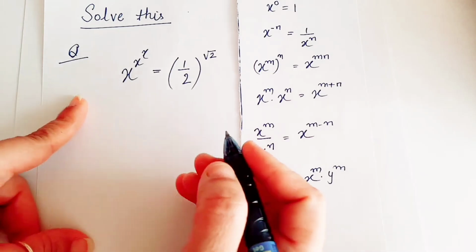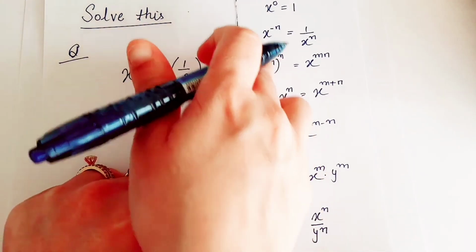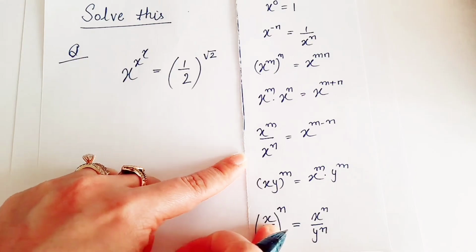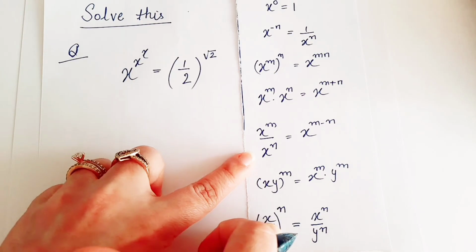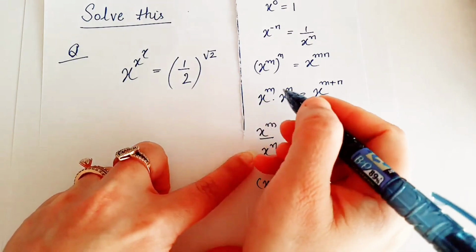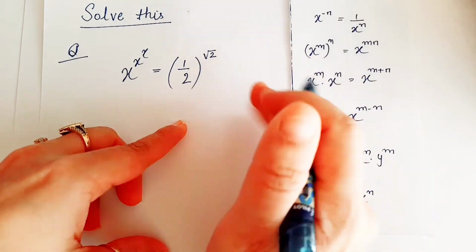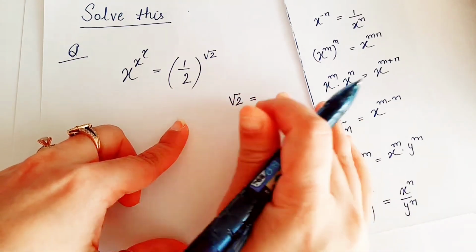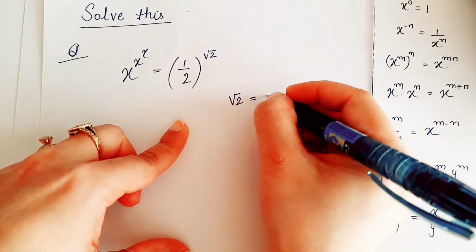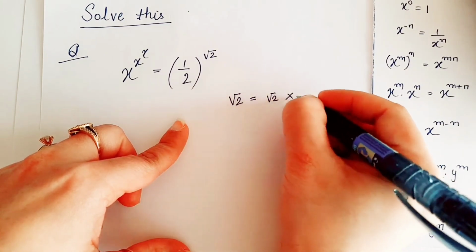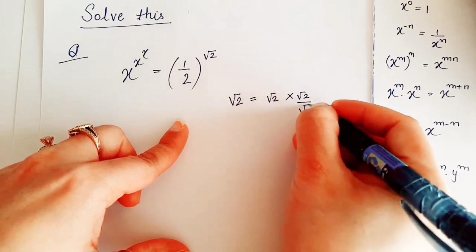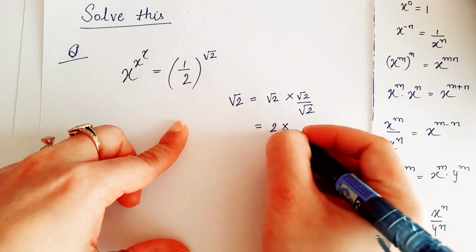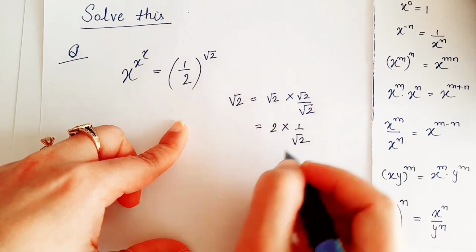Okay. So here are some basic rules for exponents, basic laws of exponents. So what do we need to do? First of all, we will use this rule. We have under root 2, and under root 2 can be written as under root 2 into under root 2 upon under root 2. This means we can write it as 2 multiply 1 by root 2.